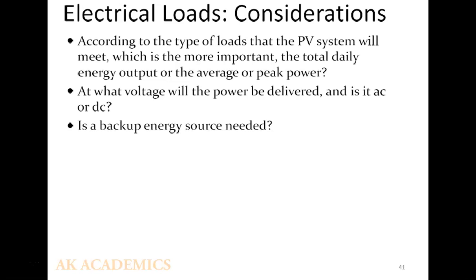Is it the total daily energy output, or the average power, or the peak power? So we have to think about these. The peak power represents the maximum power that can be supplied by the PV. The average power would mean, over a period of time, what is the average power that this PV can supply over this period of time.